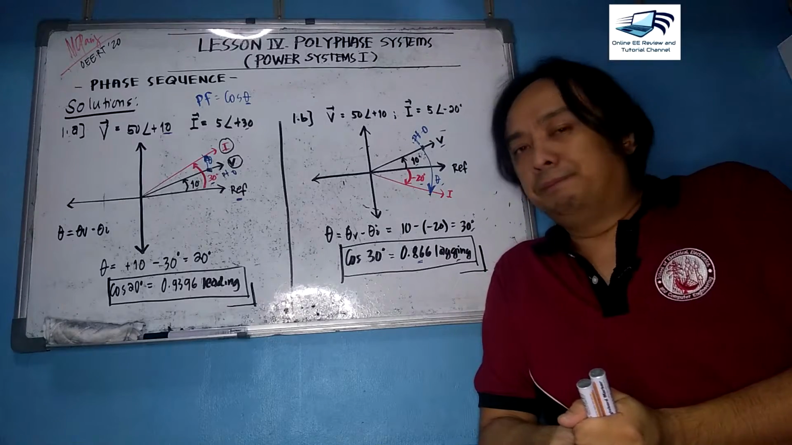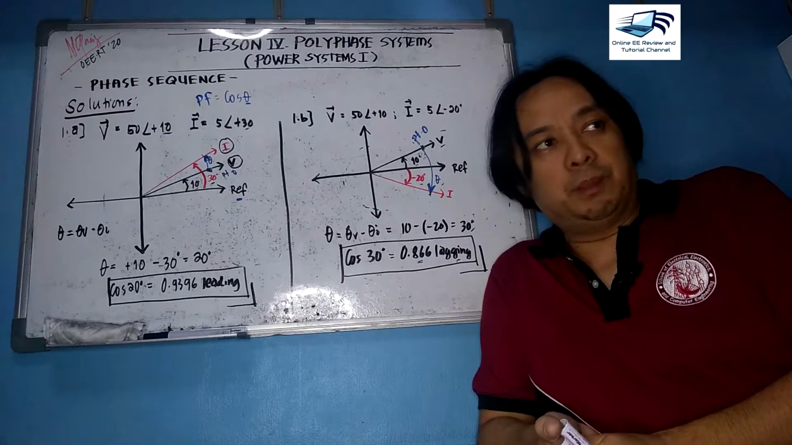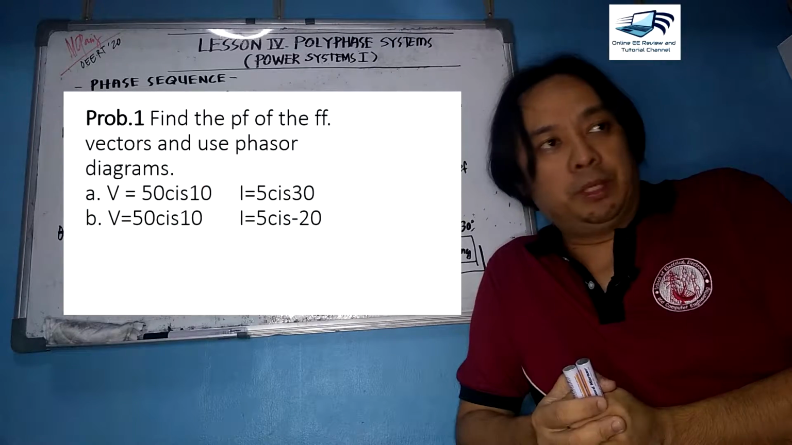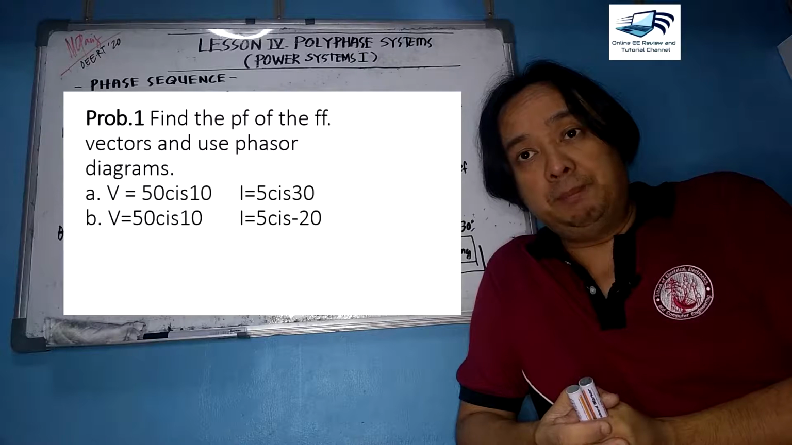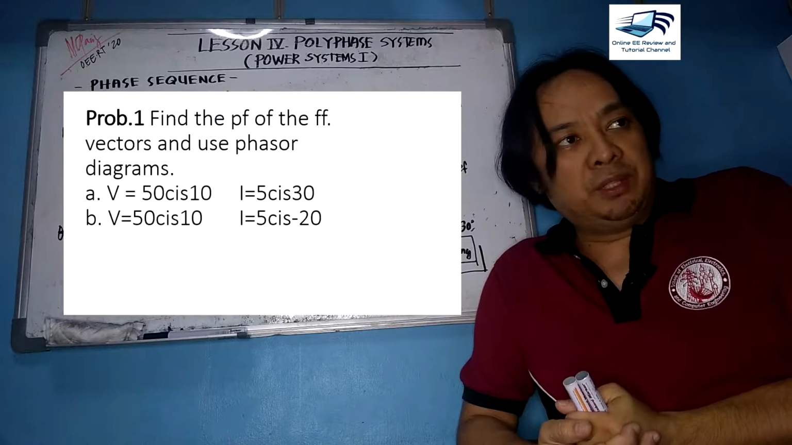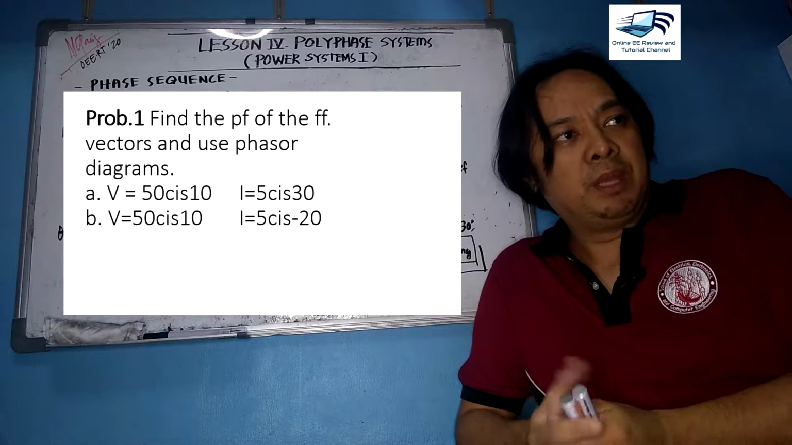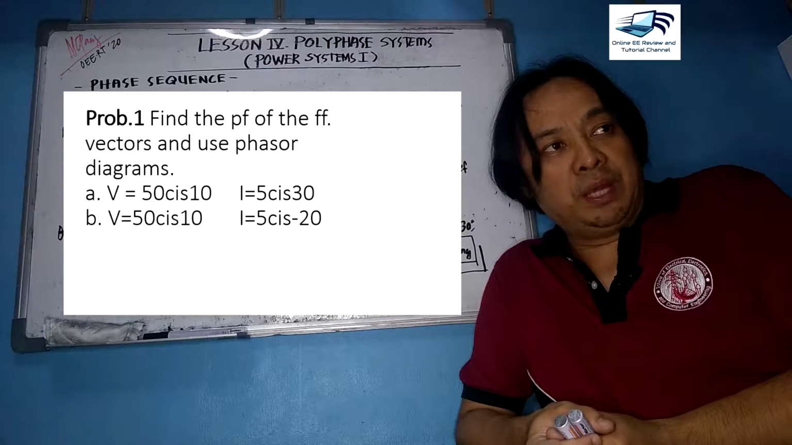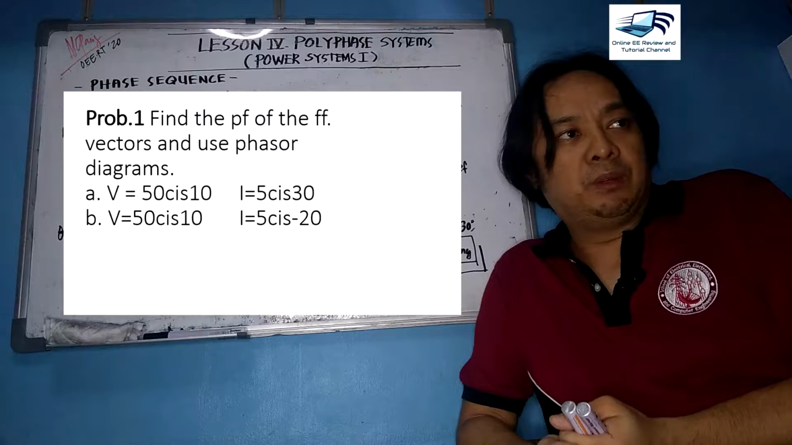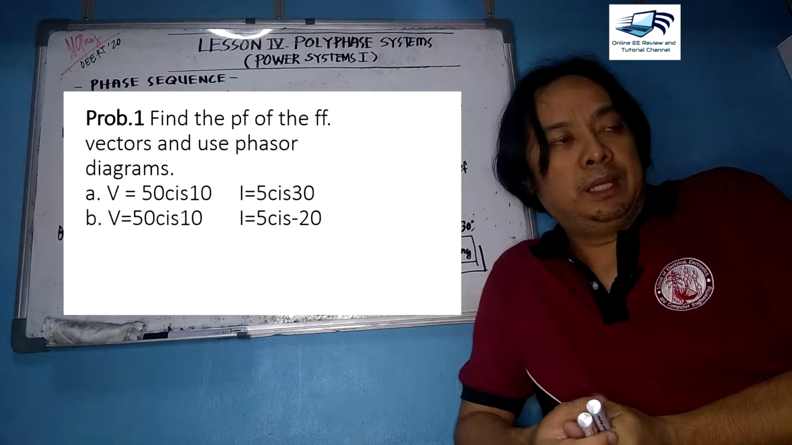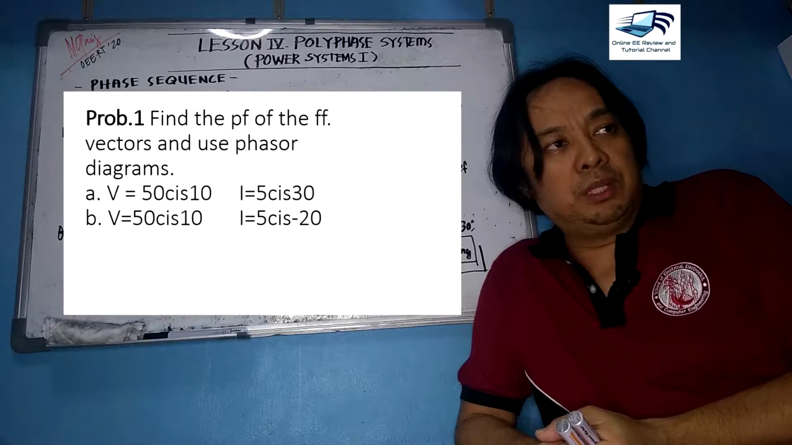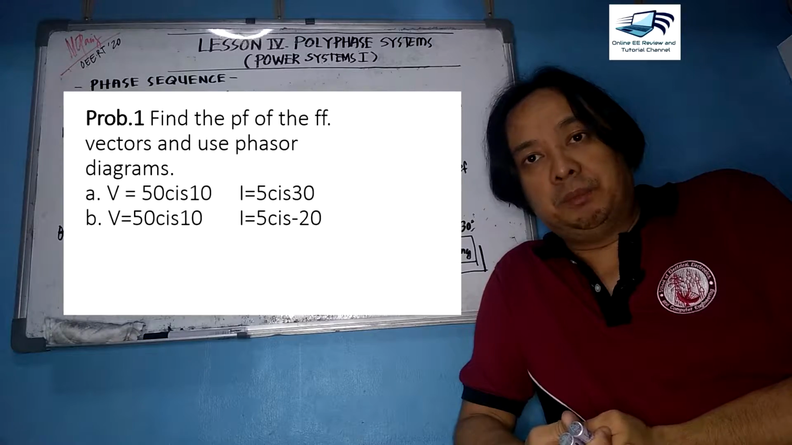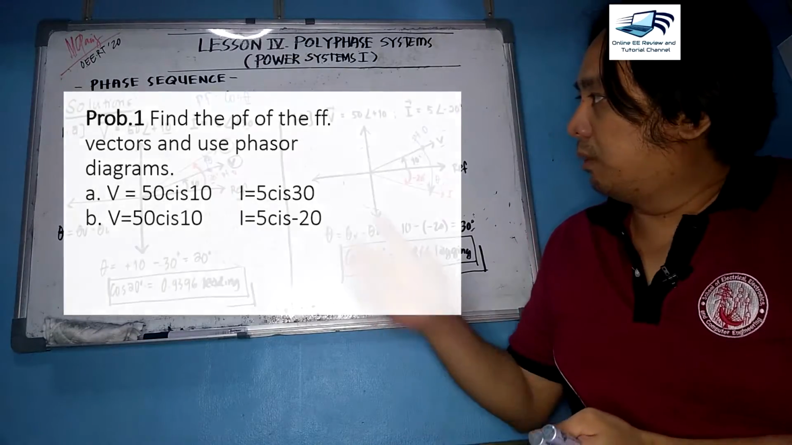Okay, let us read the problem first before we attack the problem. So this is the problem here. You need to find the power factor of the following vectors using a phasor diagram. So these are the following vectors of the voltage and current. V is equal to 50 bar 10, I is equal to 5 bar positive 30 for condition A, and for B, we have voltage is equal to 50 bar 10, and the current is 5 bar negative 20. Okay, let us solve the problem here.